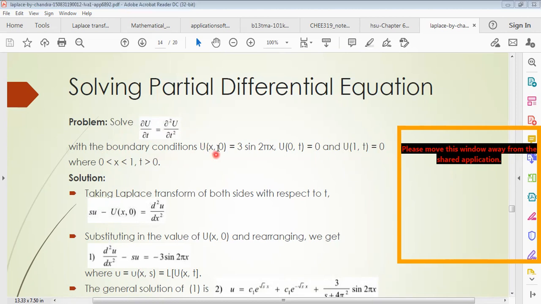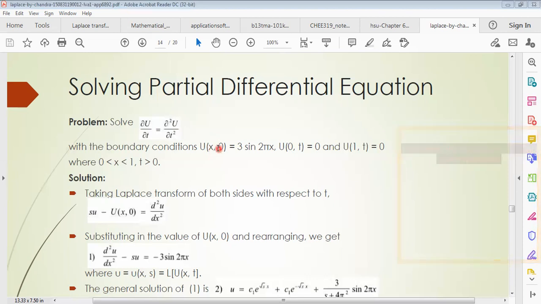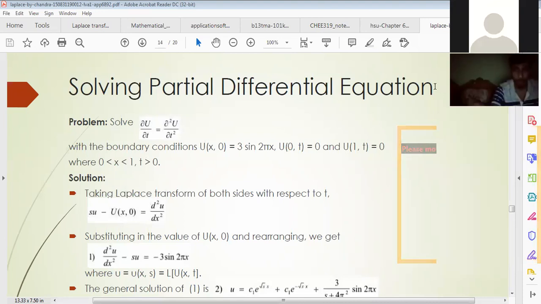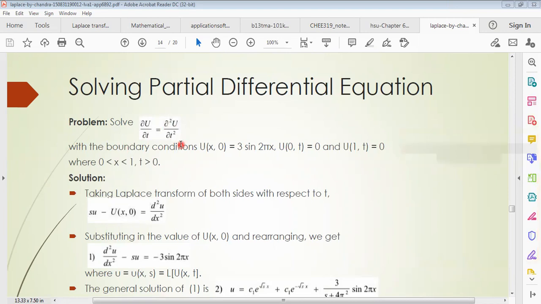And there are boundary conditions. x and t are the independent variables here. u is the dependent variable, u is a function of x, t, remember it. So u(x, 0) is the initial condition for the partial differential equation: u(x, 0) equals 3 sin 2 pi x, and another condition u(0, t) equals 0, and u(1, t) equals 0. There are three conditions given, where x lies between 0 and 1 and t must be positive. So it is an example of a partial differential equation.